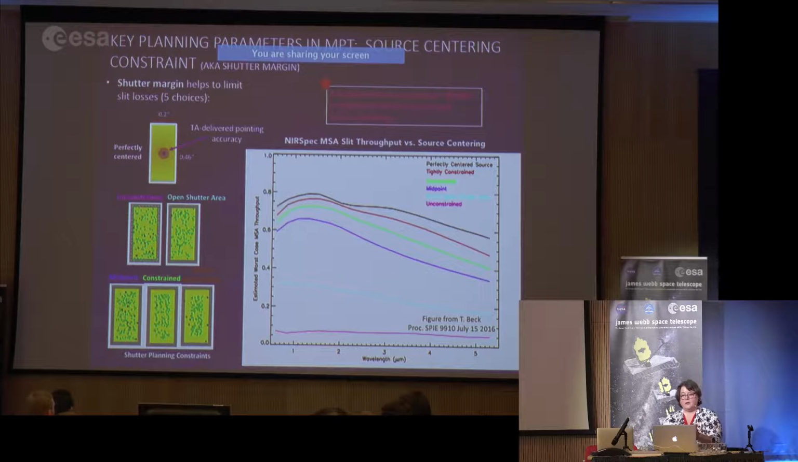To make use of this knob in MPT, you really have to have very high relative accuracy in your catalog, 15 milliarcseconds or so. So this is basically saying you have to use HST data or the NIRCam pre-imaging.